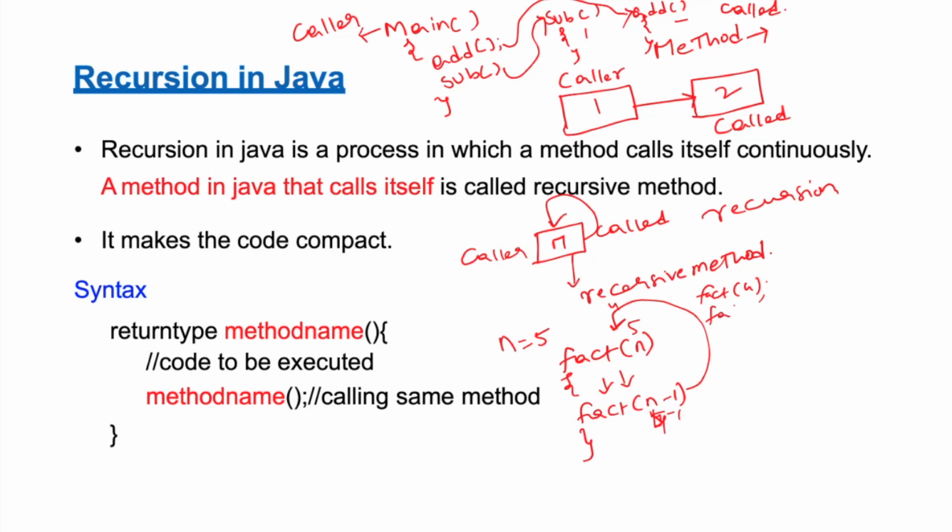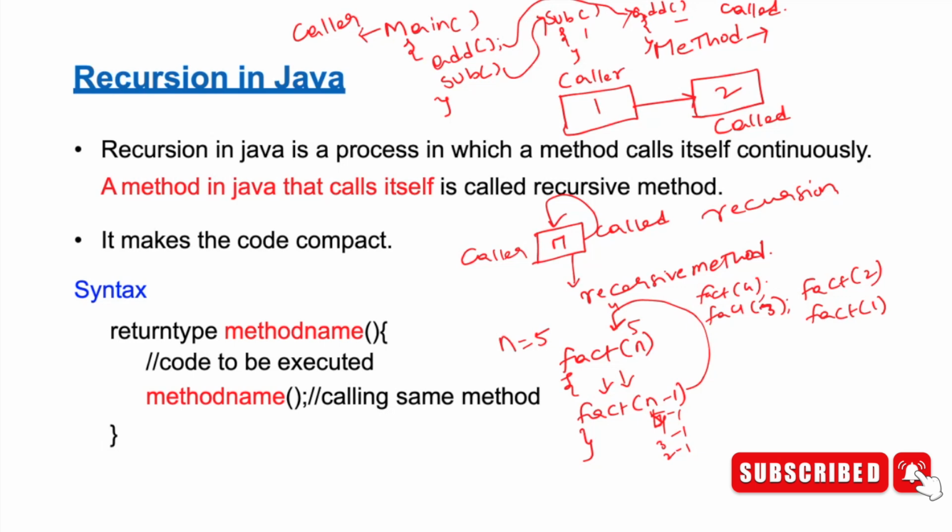Again, it will call the same method as fact of 3. With 3, it will come inside, and 3 minus 1 is equal to 2. It will call the same function as fact of 2. Again 2 minus 1, and then it will call the same method as fact of 1. In this way, it is going to do the same particular task recursively, calling the same function. This is a simple example of a recursive function in Java. Hope you understand clearly.